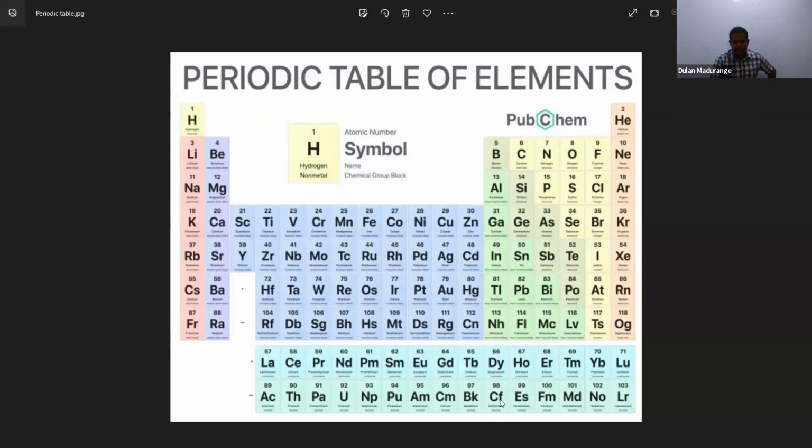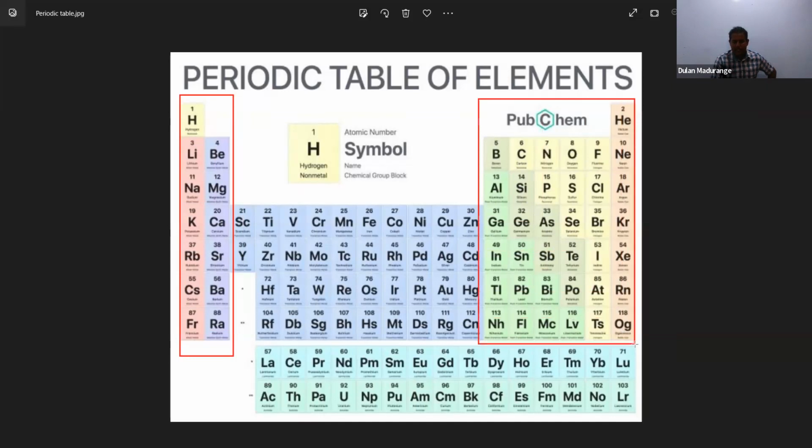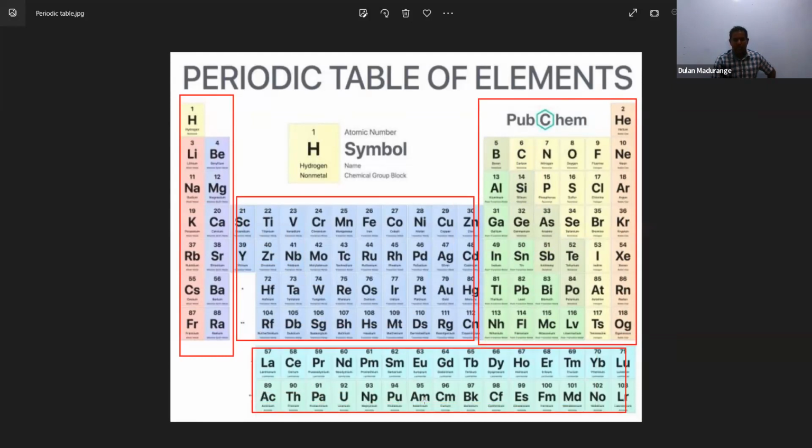Then these are S-block elements, right? These are S-block elements. And then here, these are P-block elements. And when you consider this category, it is from D block. I mean, this entire part is D block. And then here downwards, you have F block, right? S block, P block, D block, and F block.